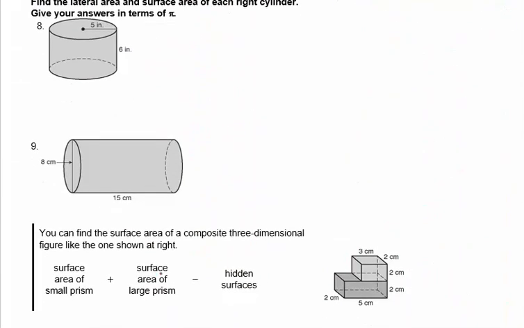In number 9, the base, again, is the circle parts. This thing is leaning on its side, but these are still the bases. And the radius is 4. They show that the diameter is 8, but that means the radius is 4.